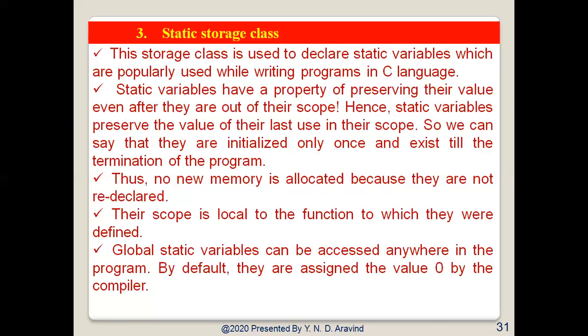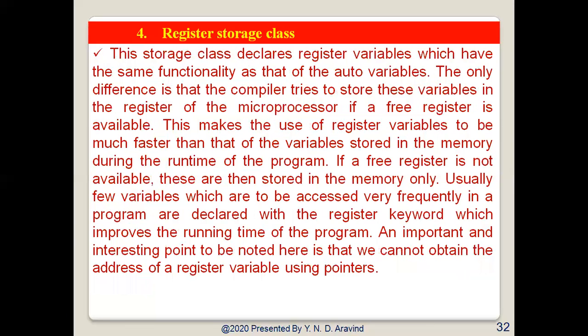Now let us see another storage class, the register storage class. This storage class declares register variables which have the same functionality as that of the auto variable. The only difference is that the compiler tries to store these variables in the registers of the microprocessor if a free register is available. The advantage of using the register storage class is that, since they are in the microprocessor, they are very fast to access. The variables we are going to use most frequently need to be declared as register type.